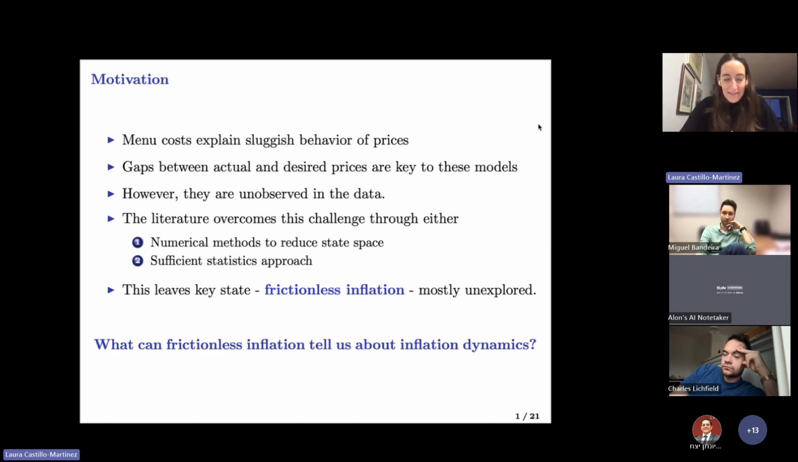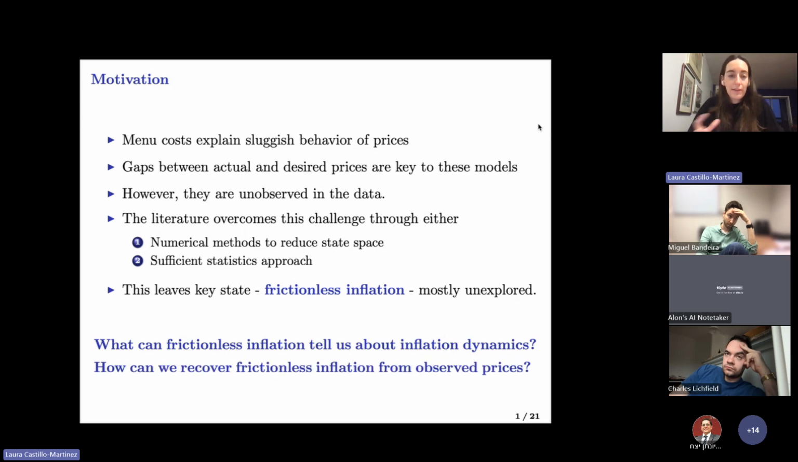Let me just go directly into the question. What we're interested in is, first of all, understanding whether this notion of frictionless inflation can tell us something interesting about inflation dynamics. And provided I'm able to convince you at the very beginning of the talk that it's an object worth looking at, how can we actually recover it from the data? How can we do an empirical estimation of this object?